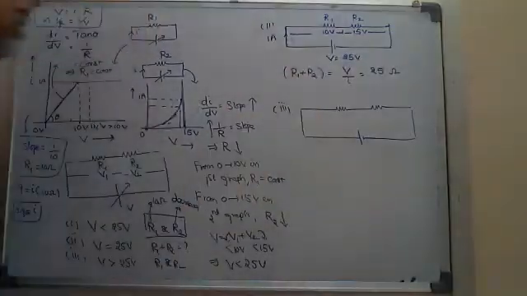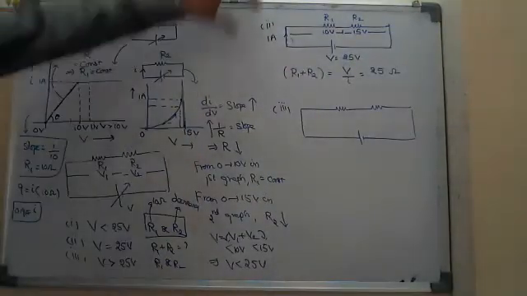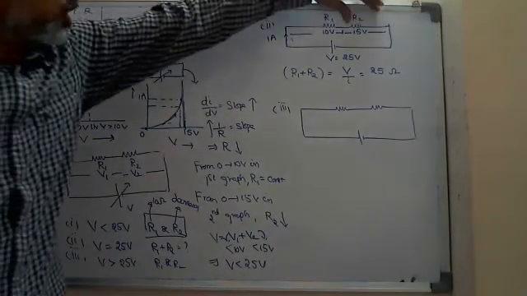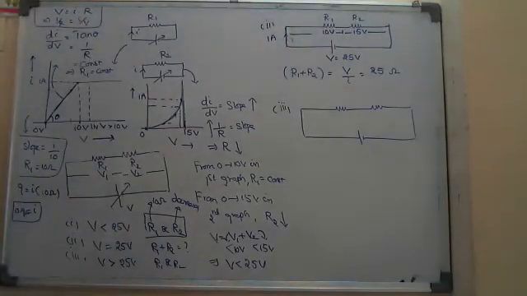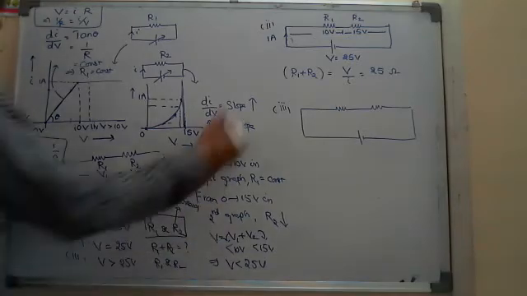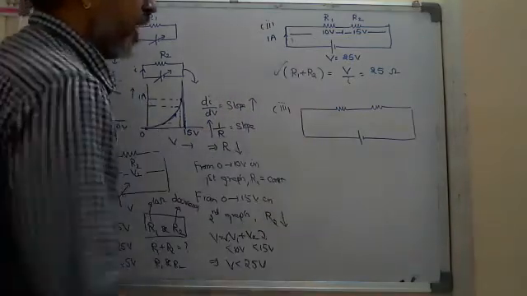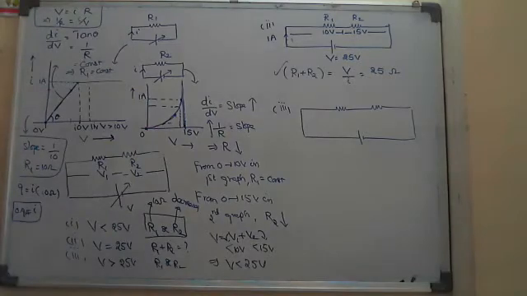So there is no other way. I have to assume the voltage across the first is 10 and the voltage across the second is 15 to get V equals 25. That's why there will be only one answer. R1 plus R2 is equal to V by I, that is equal to 25 ohms.